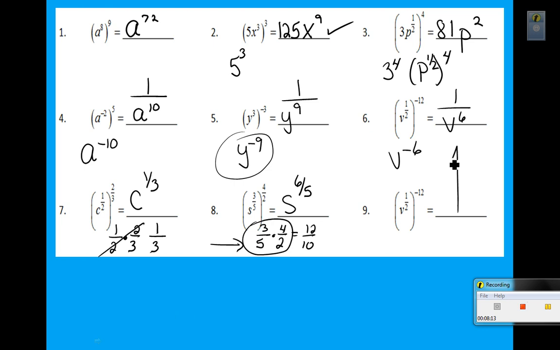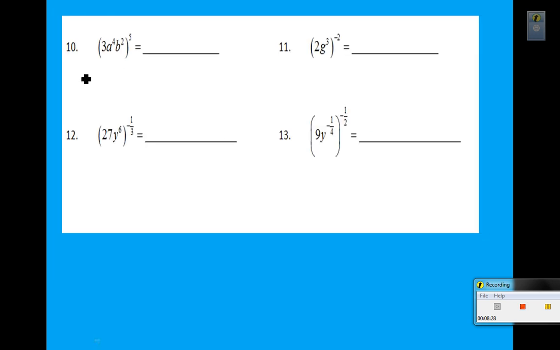Number 9 is the same as number 6, so I'm going to bypass that one. I'm going to keep moving on. I'm going to beef it up just a little bit, but nothing's really going to change. I got 3a to the 4th b squared, all of that to the 5th power. So what's my answer going to be? I'm going to have to take 3 to the 5th power. I'm going to have to take a to the 4th to the 5th, and I'm going to have to take b squared to the 5th.